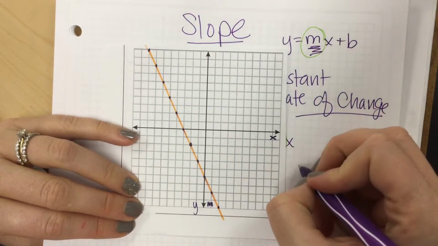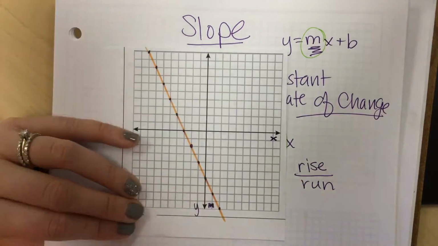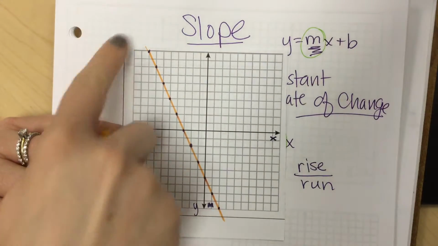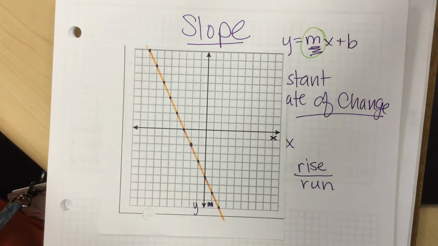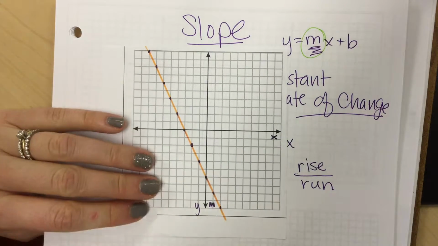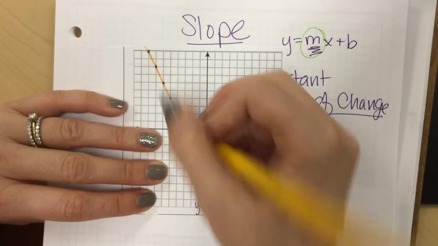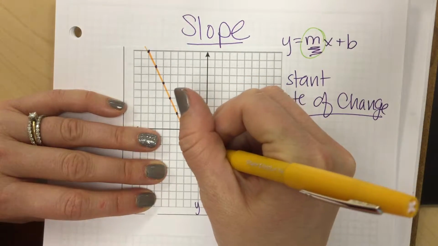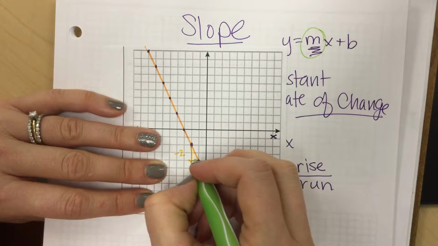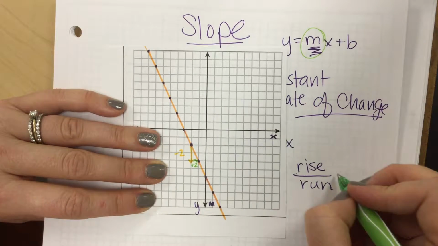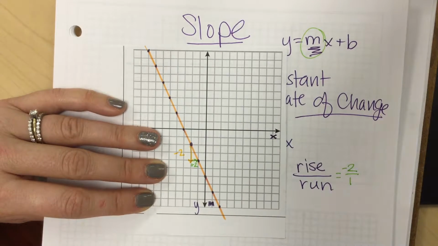So slope on a graph, you might want to use rise over run. So in this case, you pick 2 points on the line. If you need help picking points, please refer to the other video. So any 2 points on this line, you look at how I go from here to here. I rise -2, and then I run +1. So my slope here would be a -2 over a +1.